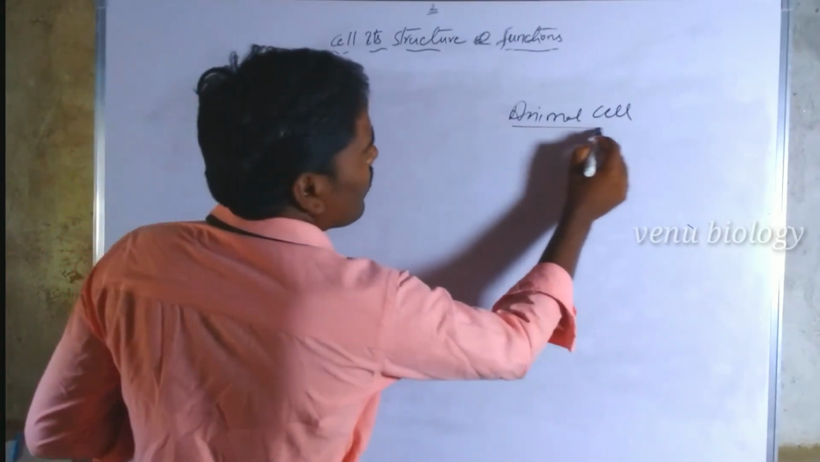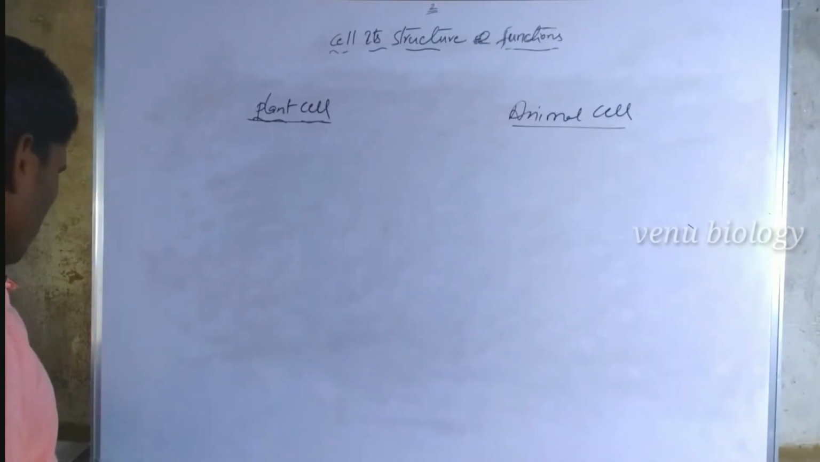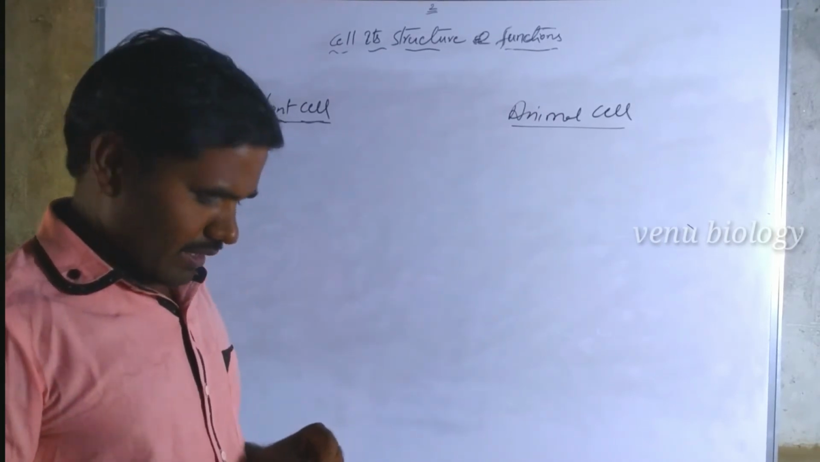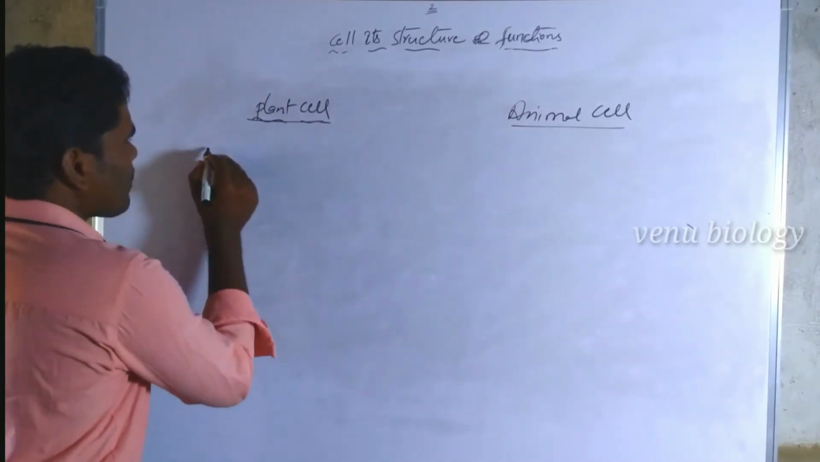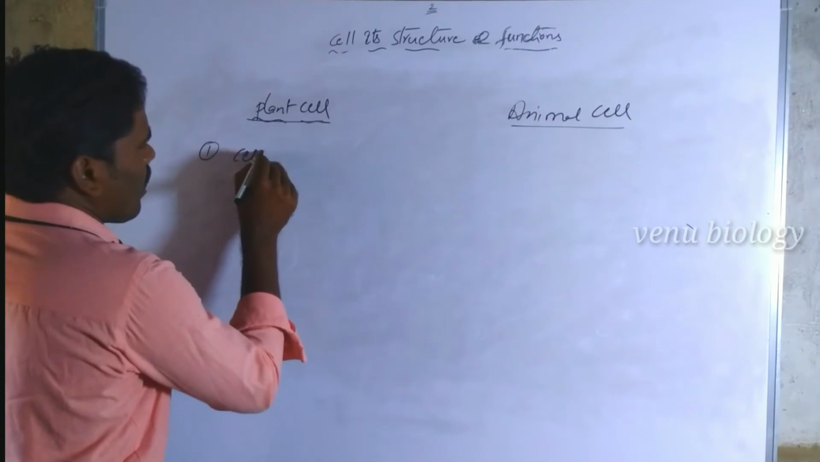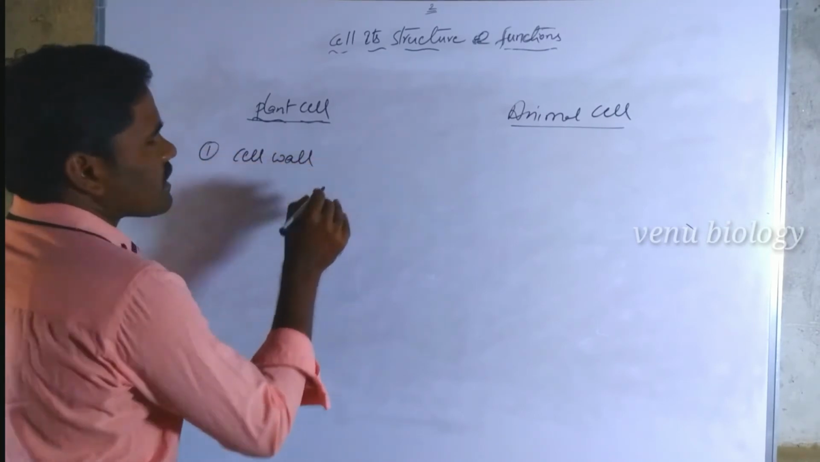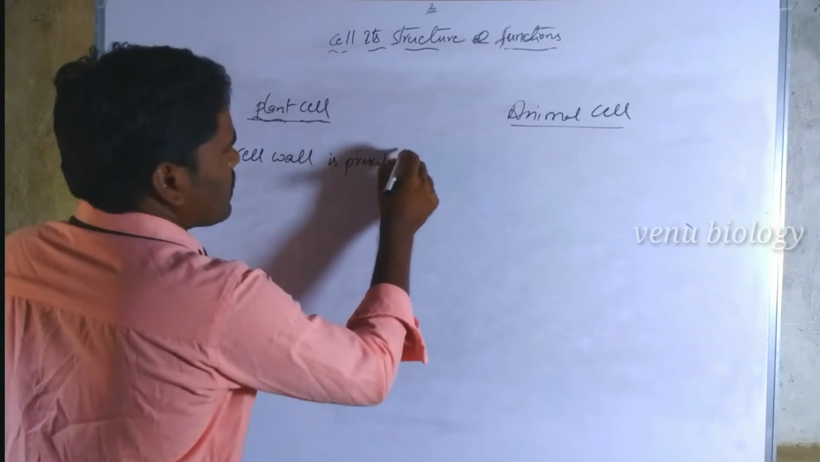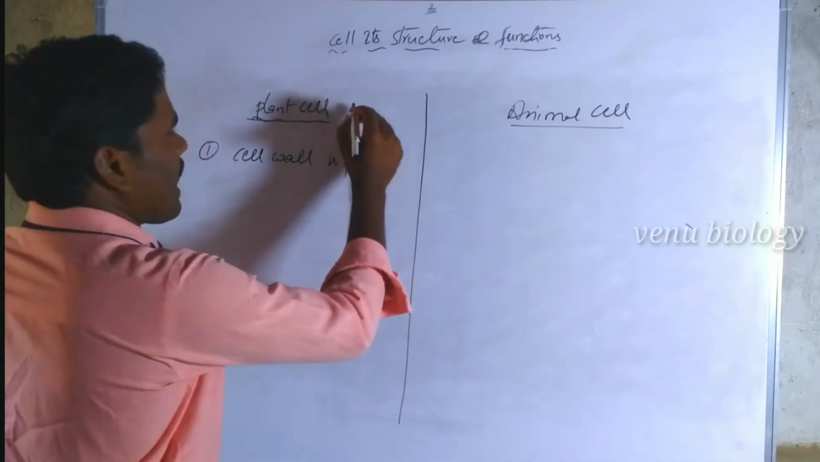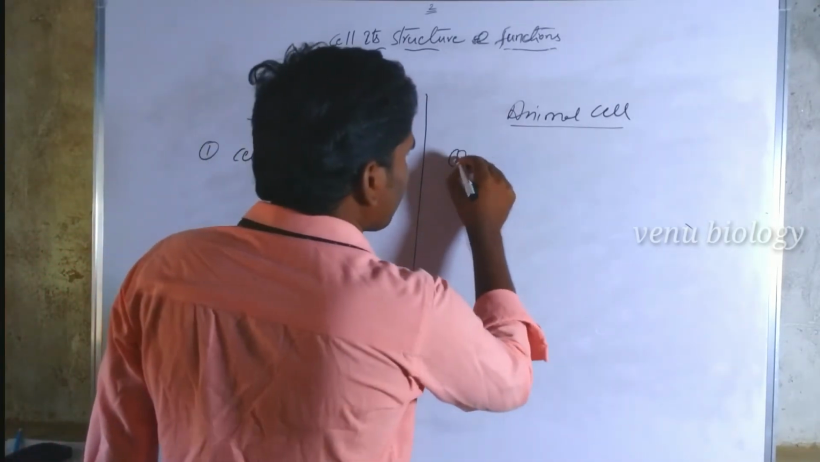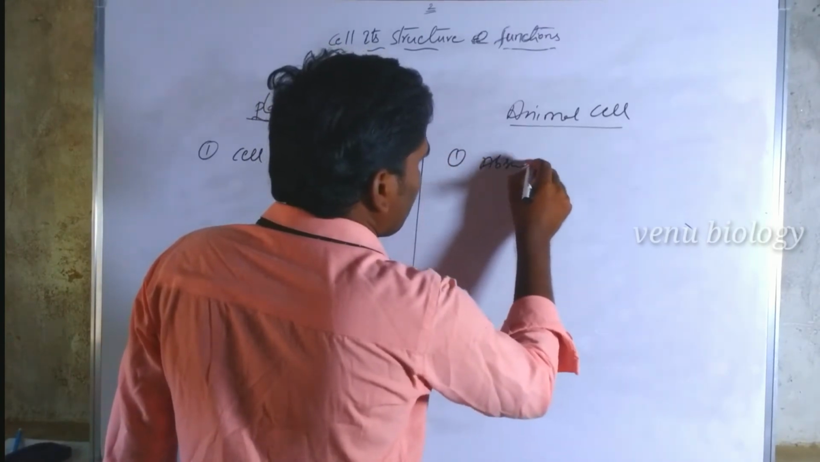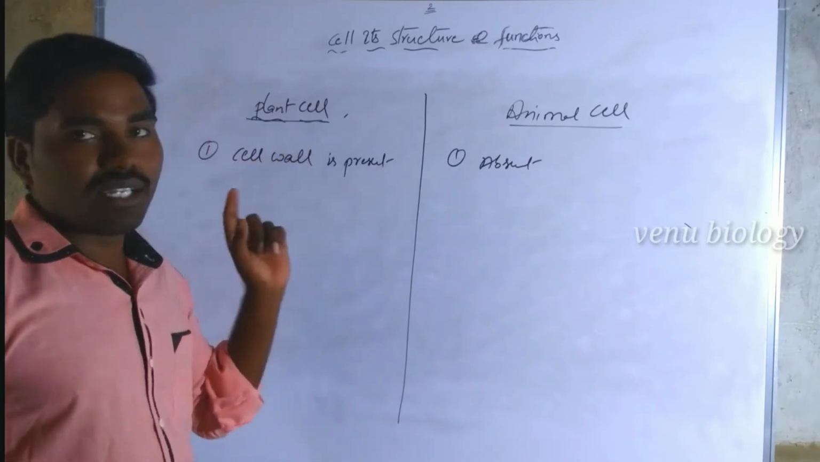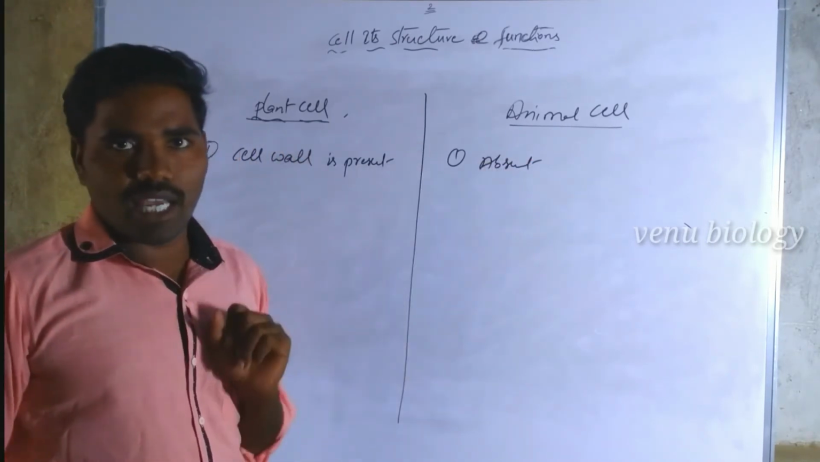Plant cell and animal cell. What are the main differences between the plant cell and animal cell? Plant cell has the outer cell wall. Cell wall is present in the plant cell. Cell wall is absent in the animal cell.